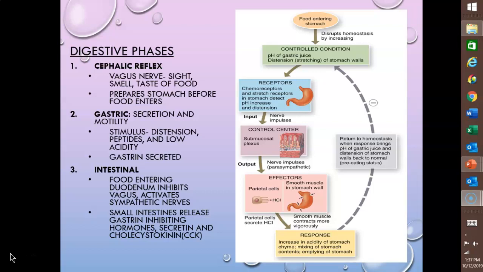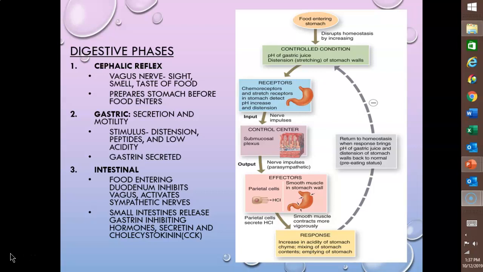When the stomach walls are distended or pH increases because of proteins, and those proteins have buffered some of the stomach acid, the stretch receptors and the chemoreceptors are activated, and it sets up a negative feedback loop that you can see here on the right-hand side of the screen. The result of these nerve impulses is going to cause peristalsis and continue to stimulate the flow of the gastric juices from those gastric glands.